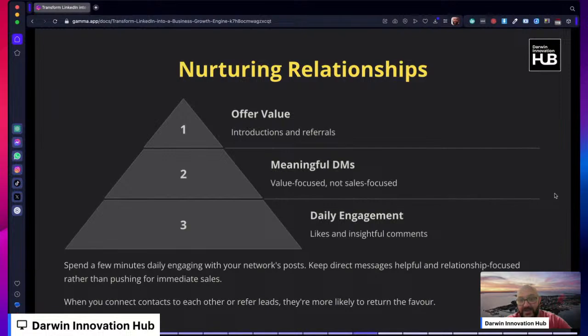So relationships, right? Have daily engagement, like people's stuff, comment on people's stuff with meaningful engagement. I'm not talking about "great post, dude" or a happy smiley face or a fire emoji or something like that. Be real about it. You're better off doing less engagement with real comments than fake engagement.